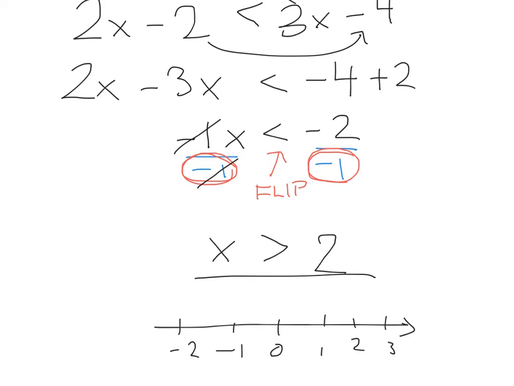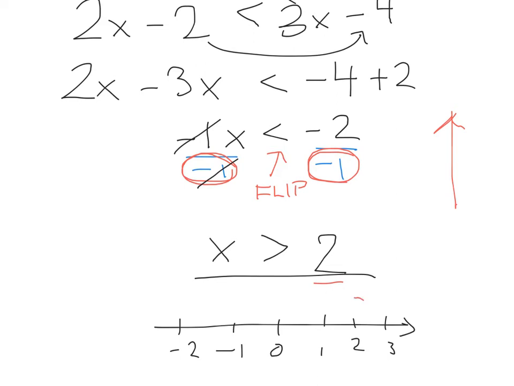Note here that we don't include 2 in the solution. If I plugged in 2, my original would not be satisfied. Only numbers bigger than 2. But that doesn't mean we start from 3. That means we start from 2.1 or 2.01, very, very close to 2.